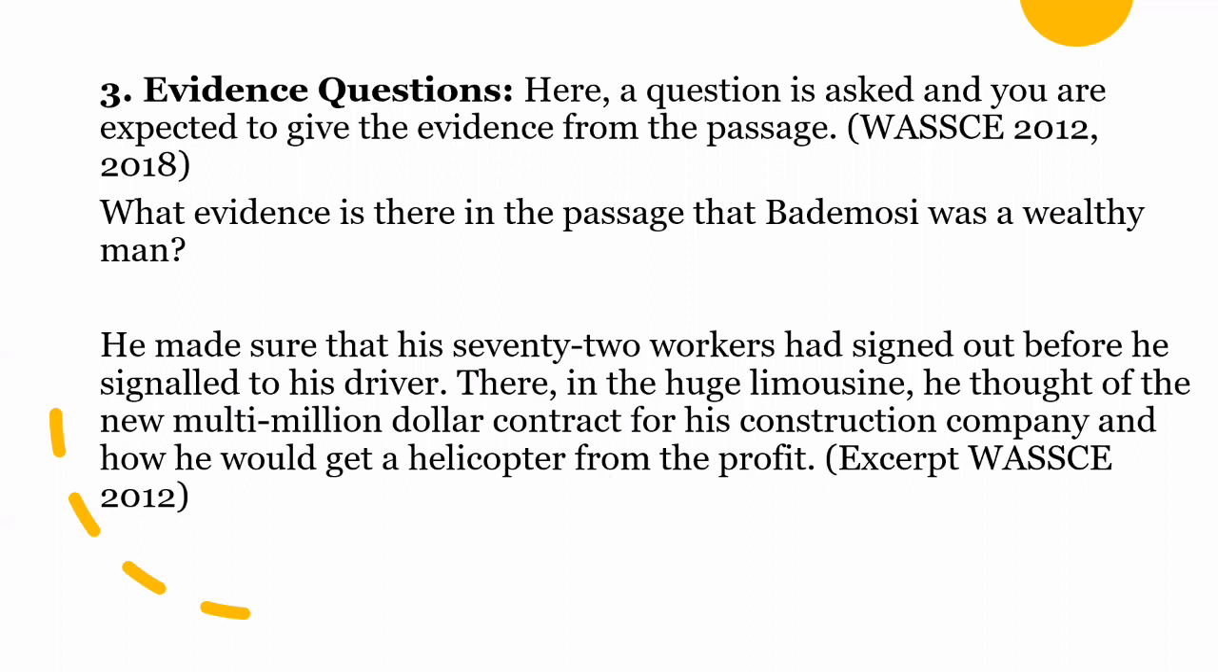"...except he made sure that his 72 workers had signed out before he signaled to the driver. There, in the huge limousine, he thought of the multi-million dollar contract of his construction company and how he would get a helicopter from the profit." Now, the evidence that Badamasi is a wealthy man is written here. He had 72 workers, he had a huge limousine, he had a multi-million dollar contract. So it is expected that the student will list out this evidence. I hope you know that evidence does not take S. Evidence is evidence, no matter how many there are.